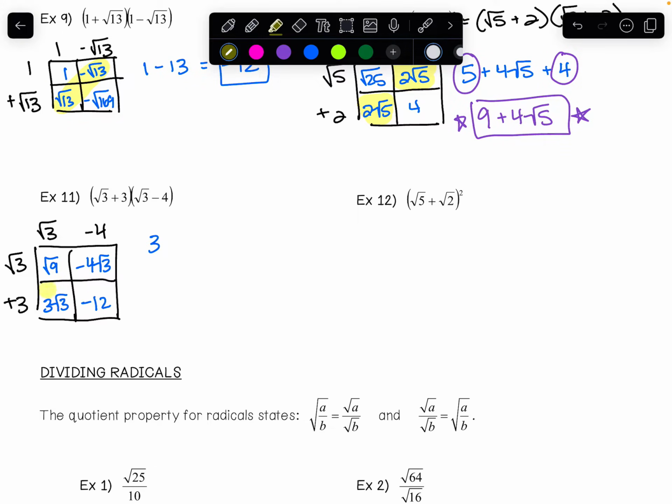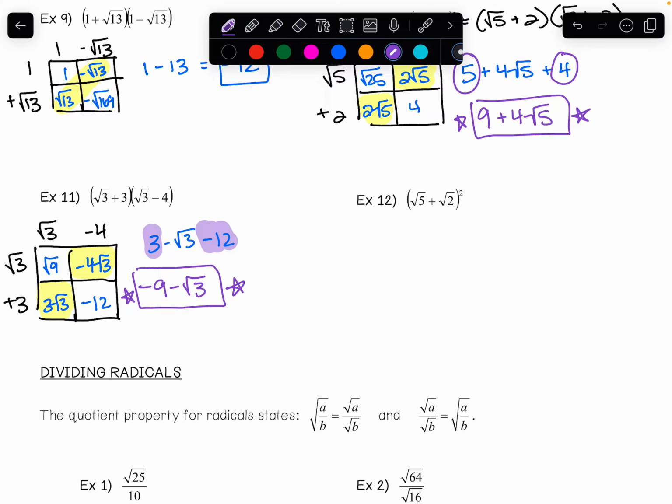Then I'm looking at my like terms. What's 3 square roots of 3 minus 4 square roots of 3? It's negative 1 square roots of 3, or just the negative square root of 3. And then I have minus 12. Do we have any like terms here? Yeah, 3 and negative 12 are like terms. What's 3 minus 12? Negative 9. Negative 9 and the negative square root of 3 are not like terms, so this is my answer.